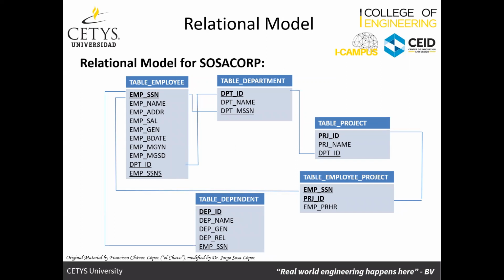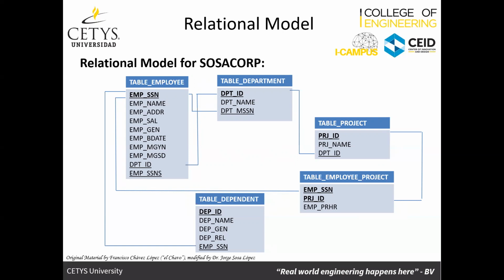So the department and the employee also have employees related to them. But one is the manager of the department, the other is the supervisor of the employee. So I add these and I can change the names a little bit, as long as I link them to the primary key of the table.